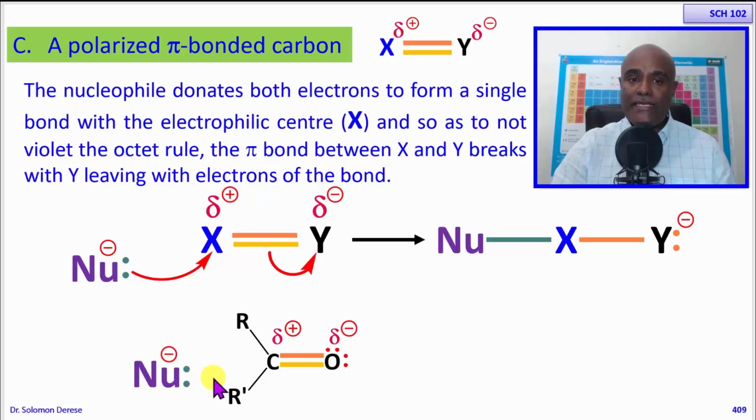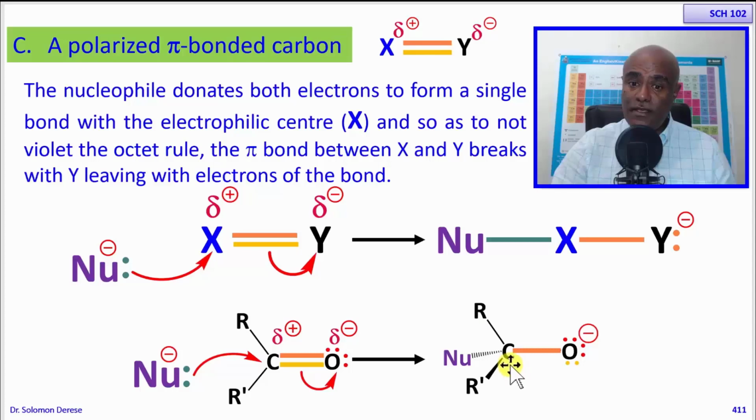So when this one attacks this and forms a bond with it, the formation of the bond will be accompanied by breakage of the pi bond. So this pi bond breaks to get this product. As you can see, this carbon, just like the original carbon, has got an octet of electrons: 1, 2, 3, 4, 5, 6, 7, 8. If this pi bond was not broken, this carbon would have had 10 electrons. In order not to violate the octet rule, this pi bond is broken.